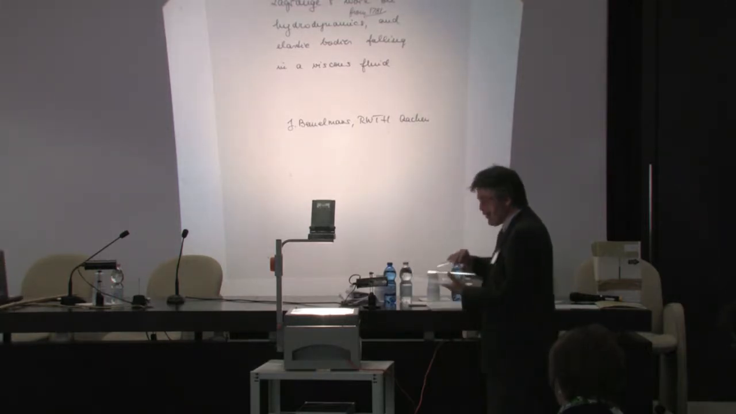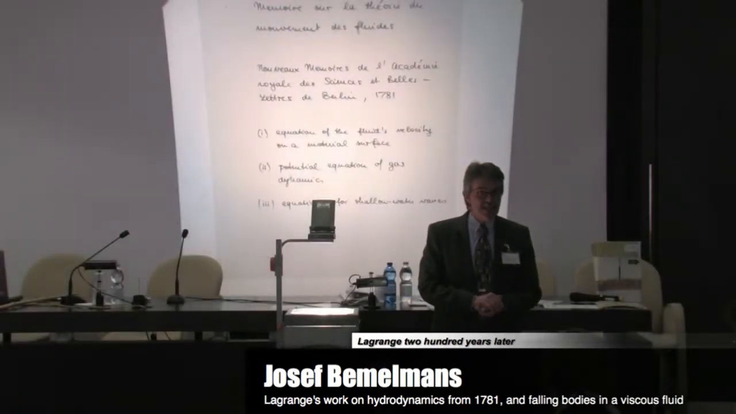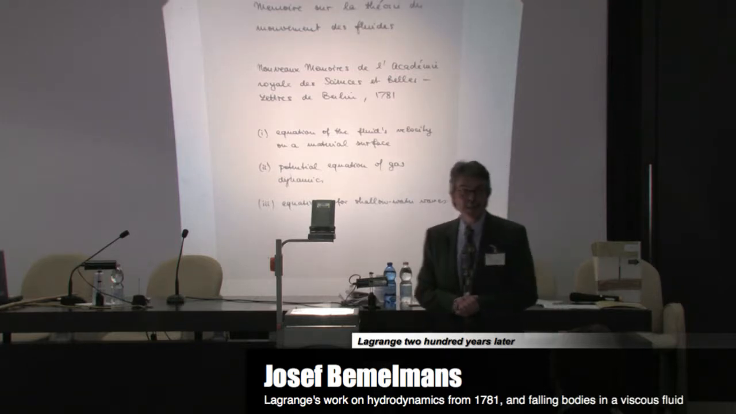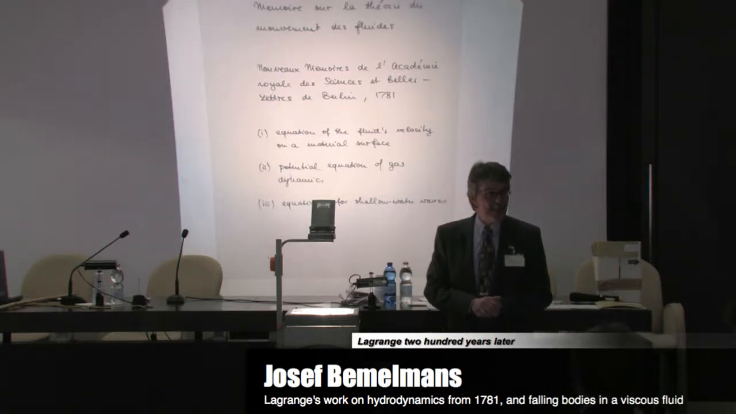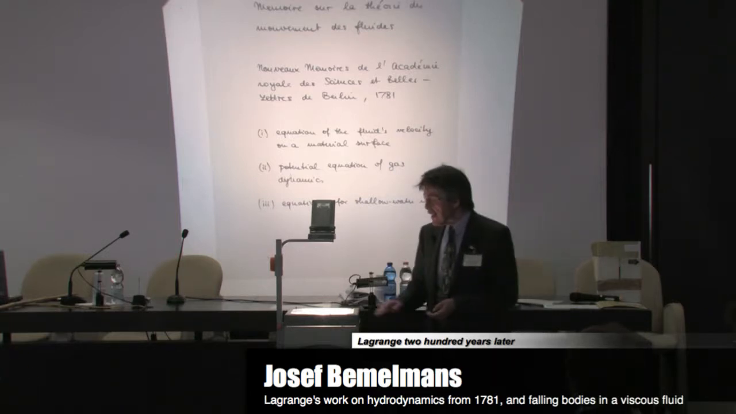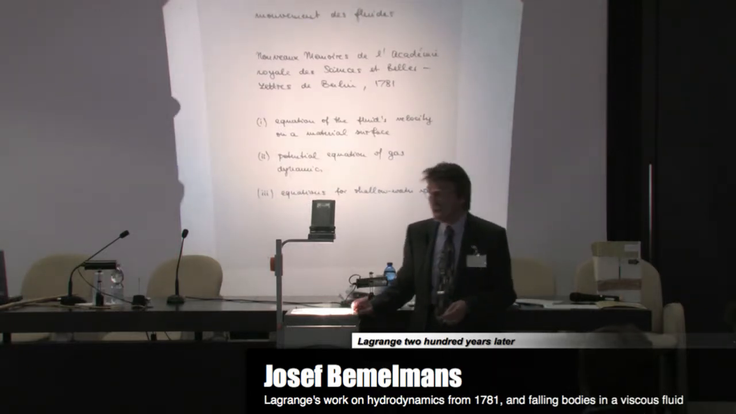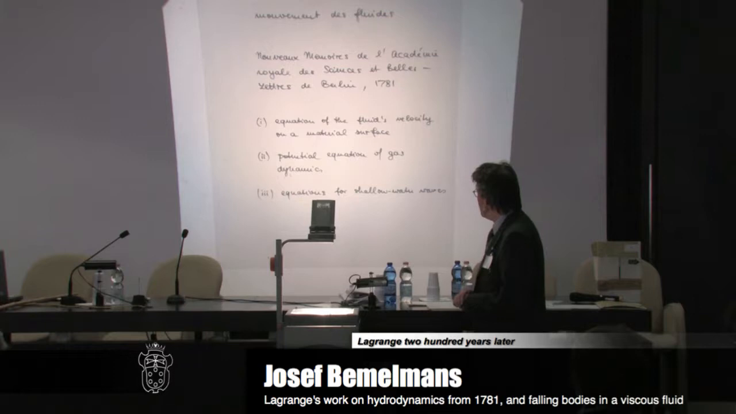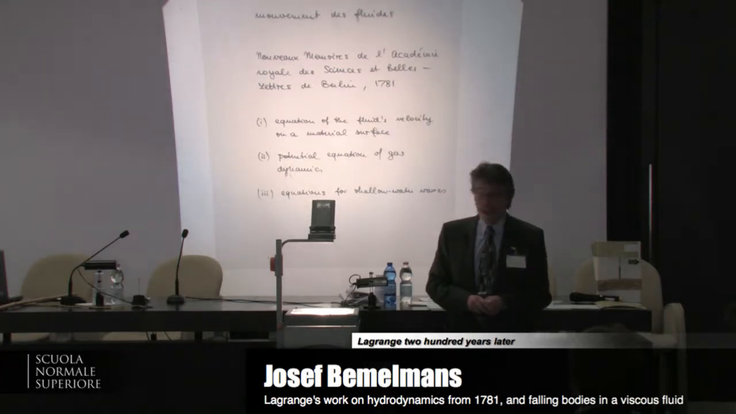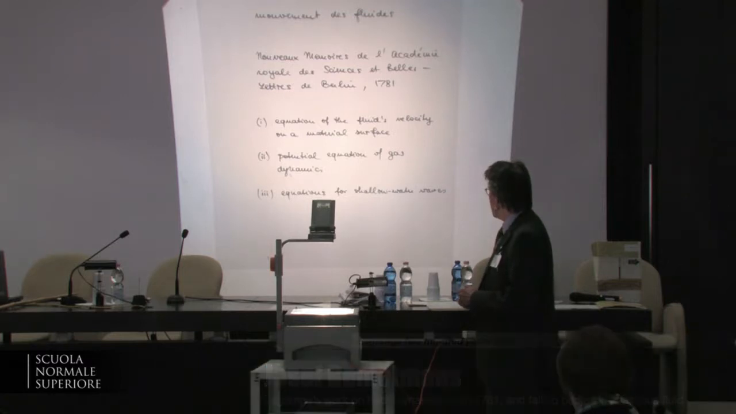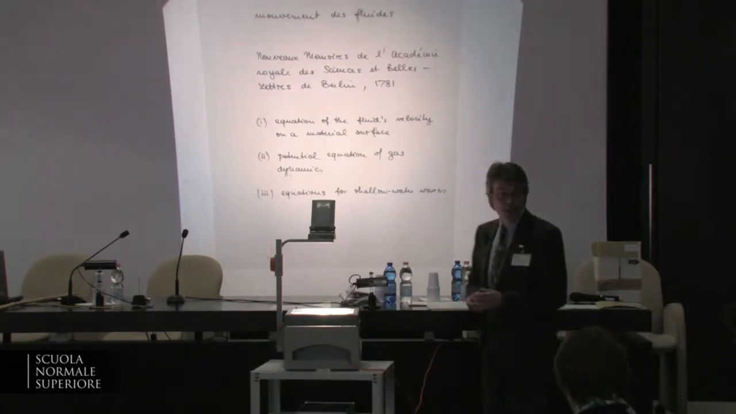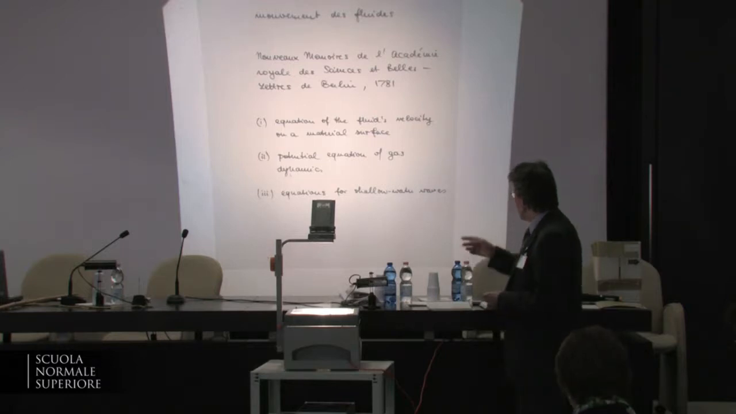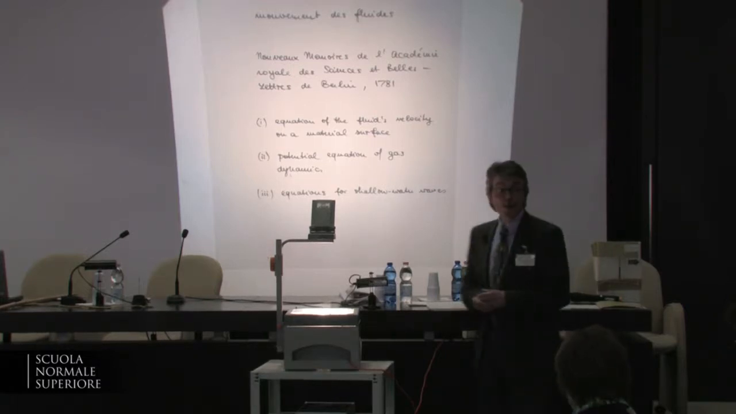So I will report about the work of Lagrange from 1781. This is published in the memoirs of the Academy of Berlin, where he was professor since 1766. And in this work, there are three new topics. One is he derives the equation of the fluid's velocity on a material surface. Second, he derives the potential equations of gas dynamics, also for the first time. And third, he writes down the equations for shallow waterways.